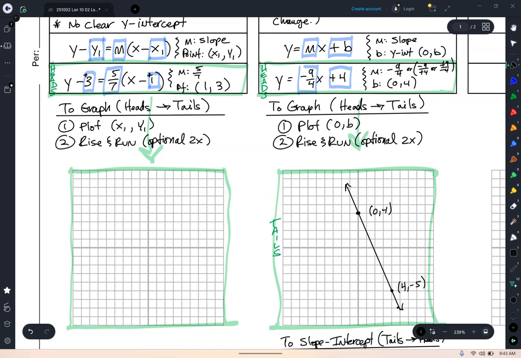Okay, so plotting x, y. We could do this: 1, 3. So let's find our point 1, 3. 1 over, and 1, 2, 3 up. That's my point 1, comma 3. And now I need to rise and run. So what am I doing? Am I going up 5 and right 7, down 5, left 7, left 5, right 7? What am I doing?